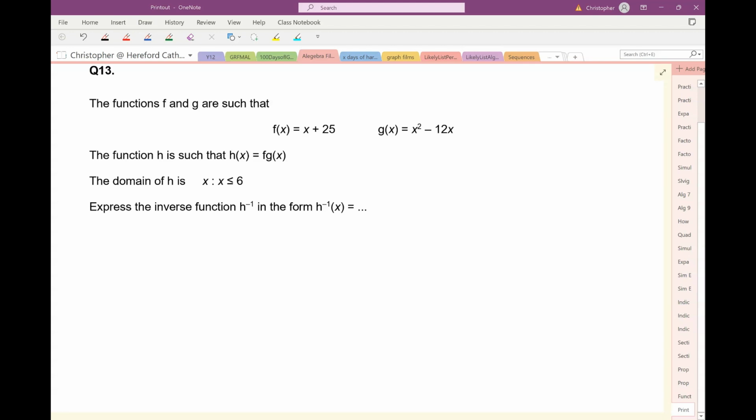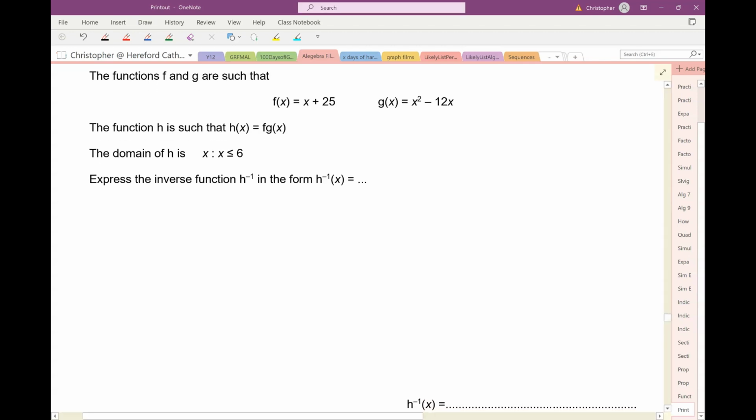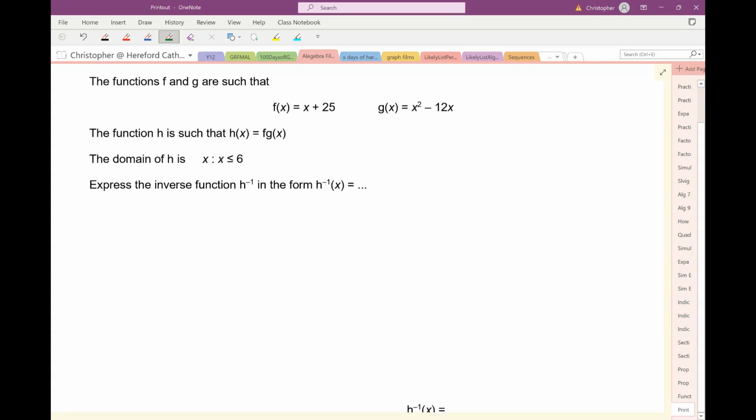Question 13. Right, so I've got two functions here, f and g. And look at this, the function h is such that h(x) is fg(x). And the domain of h, x must be less than or equal to 6. I'm going to need to remember that later, I imagine. And I'm asked to find the inverse function of h.